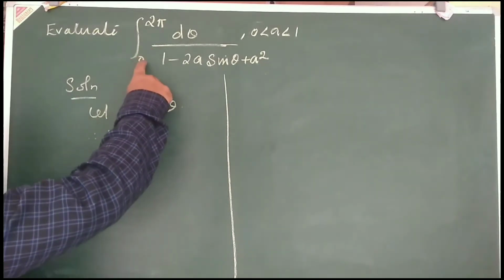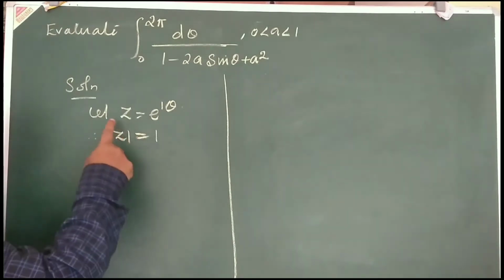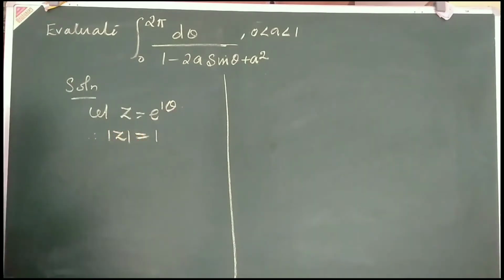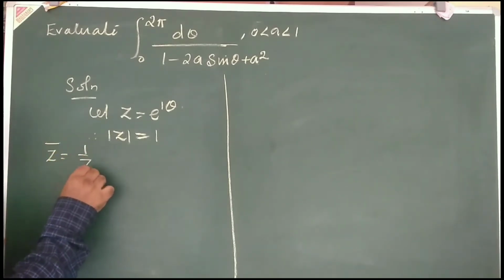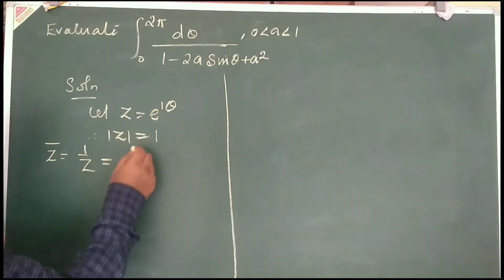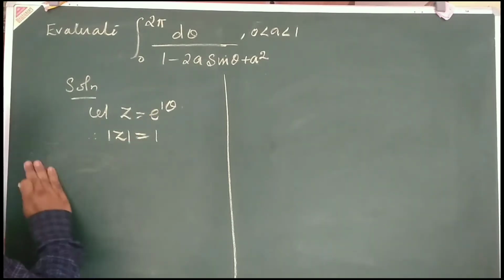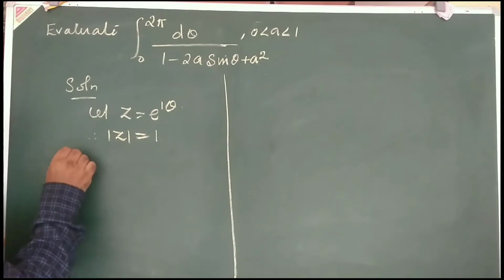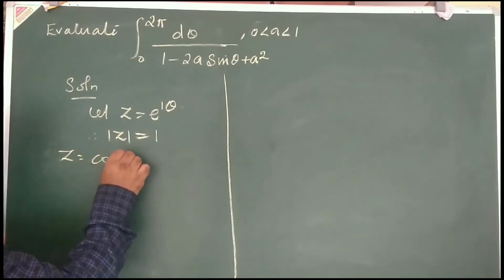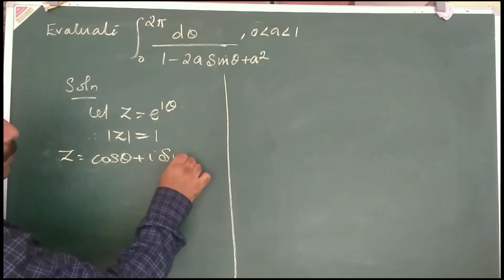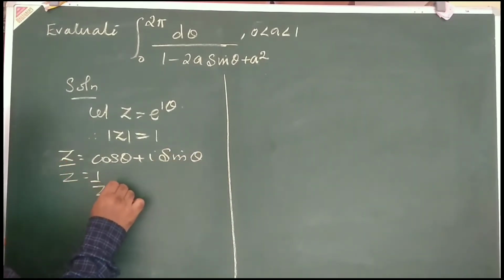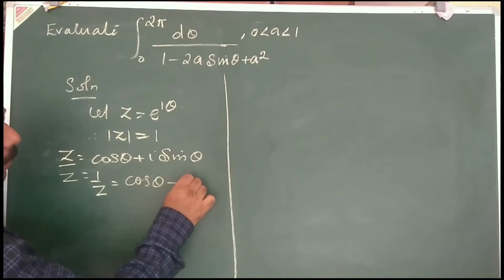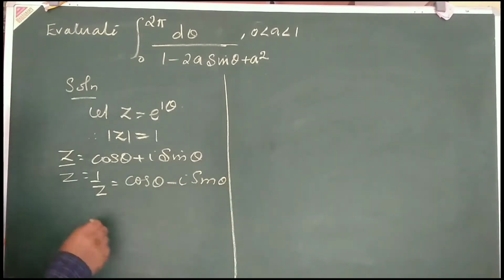Since the limit is 0 to 2 pi, we take z is equal to e raised to i theta. Therefore, mod z is equal to 1. What is z bar? So z bar is equal to 1 by z. We can write z is equal to cos theta plus i sin theta. Therefore, z bar equal to 1 by z is equal to cos theta minus i sin theta.